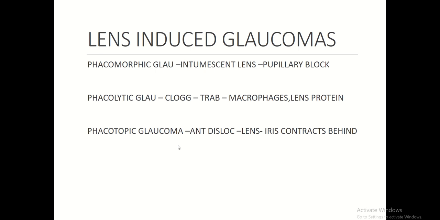Now we move on to lens-induced glaucoma. We have seen the mechanism of secondary glaucoma, with both the open angle and the closed angle. Now we move on to lens-induced glaucomas. So coming to lens-induced glaucomas, the main one is phacomorphic glaucoma, where there is an intumescent lens. An intumescent lens is nothing but a swollen lens.